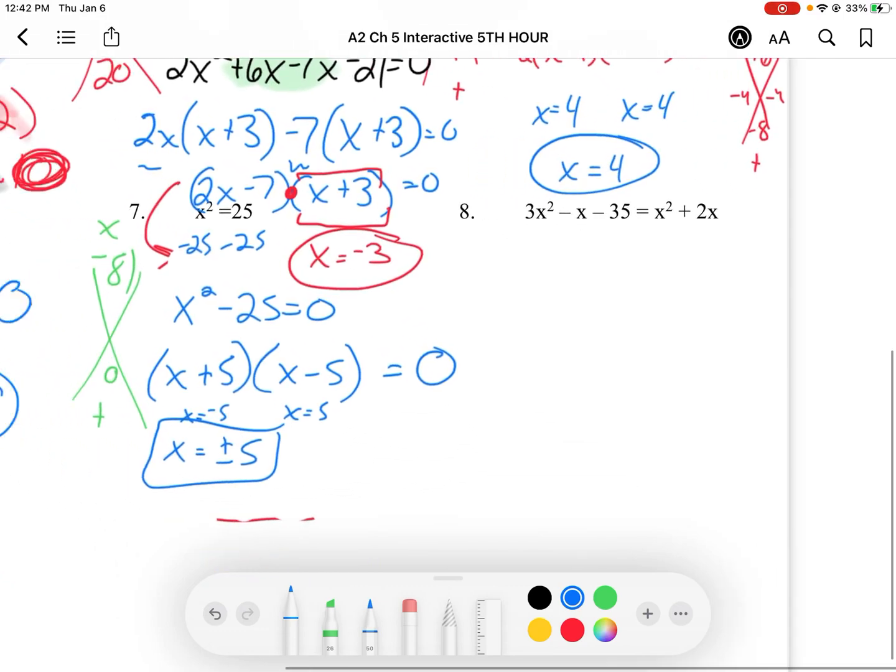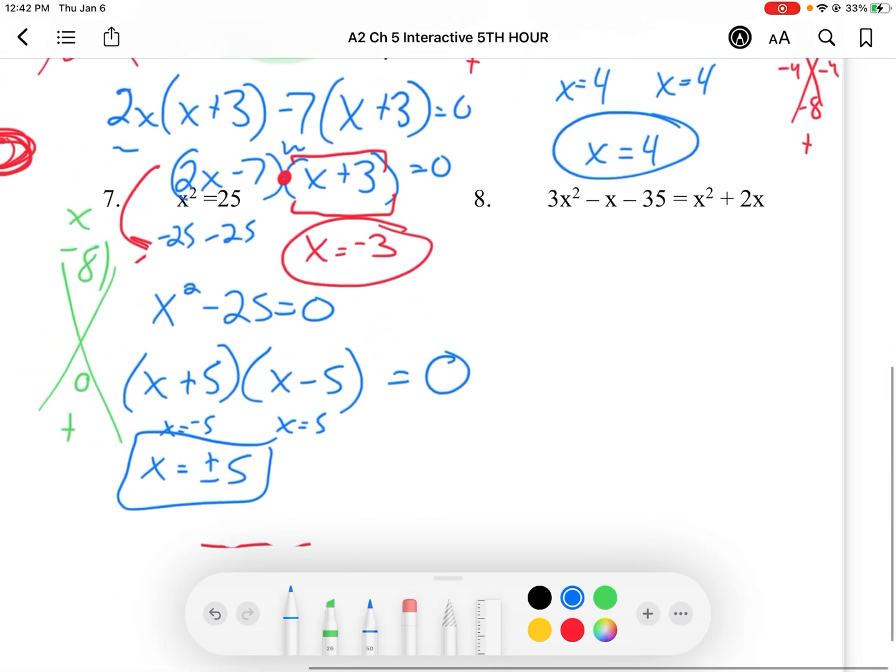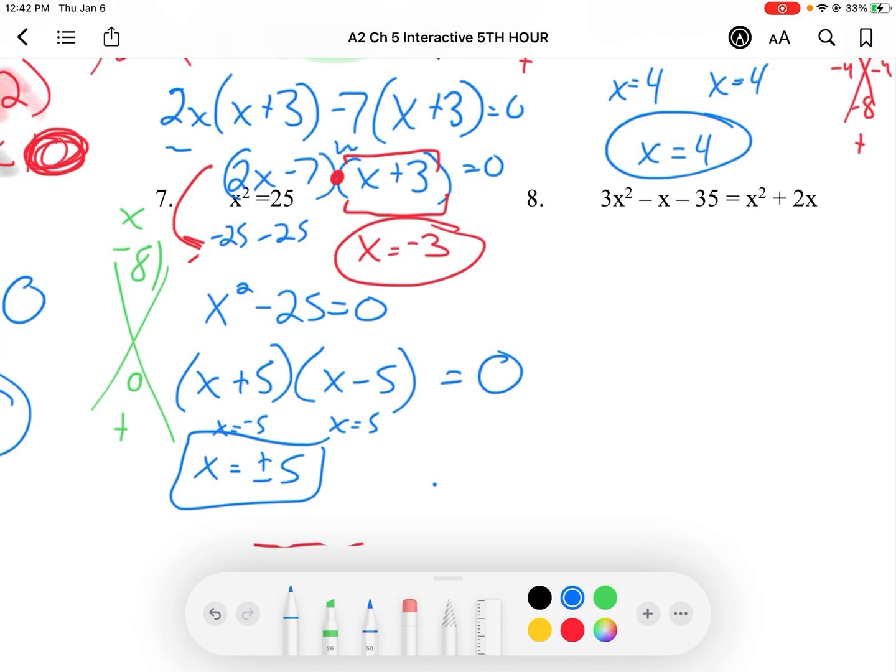Last one. Oh, you know what? I could have zoomed in. Probably like zooming in full screen on your YouTube video here.